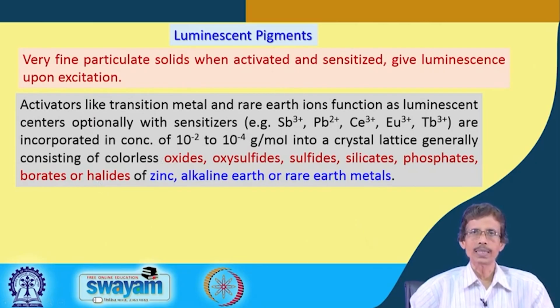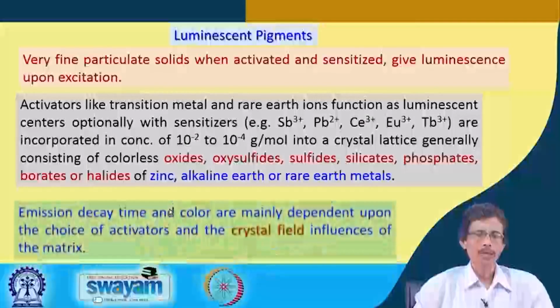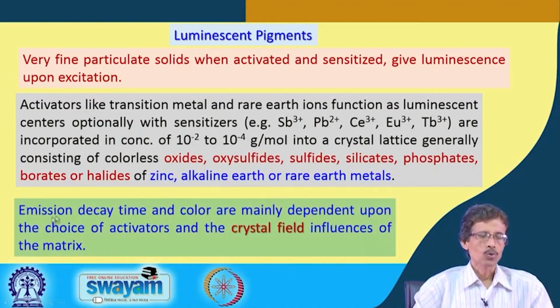So, the metal ions we are changing, we are not using transition metal ions, and the rare earth metals we are using are also colorless, that means the corresponding oxides. So, a particular emission decay time you can have, and the color is mainly dependent upon the choice of the activators. What activators we are using, those activators like the transition metals and rare earths basically function as the luminescent centers there.